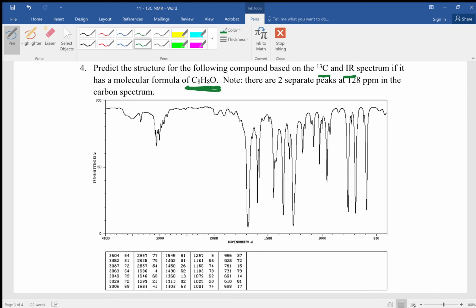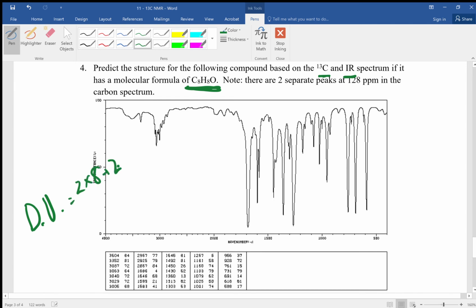So I often find the easiest way to start is by doing degrees of unsaturation. So 2 times the number of carbons plus 2 minus hydrogens. We don't need the rest of the formula because we only have carbon, hydrogen, and oxygen. The number of carbons is here, the number of hydrogens is here, and the number of oxygens has no impact, divided by 2. So we have 5 degrees of unsaturation.